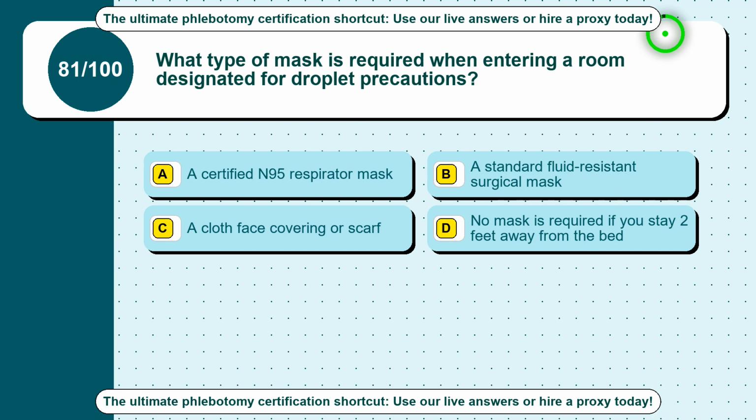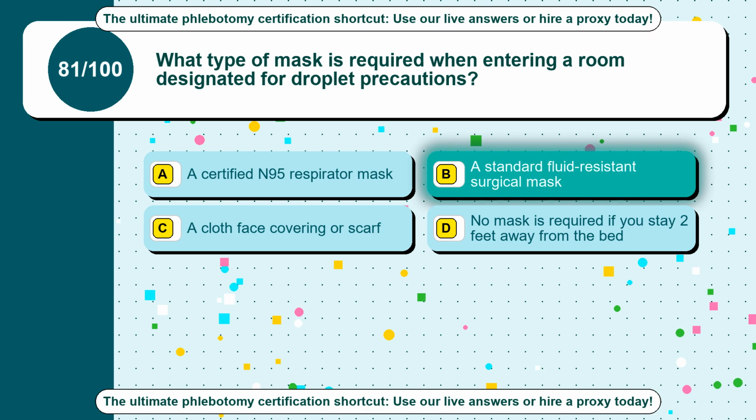Question 81. What type of mask is required when entering a room designated for droplet precautions? Option A. A certified N95 respirator mask. Option B. A standard fluid-resistant surgical mask. Option C. A cloth face covering or scarf. Option D. No mask is required if you stay 2 feet away from the bed.